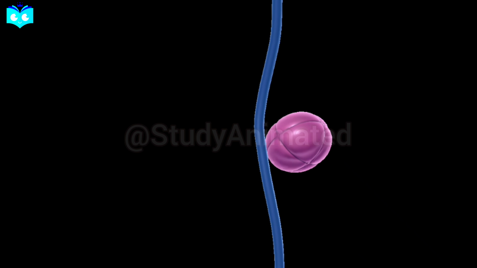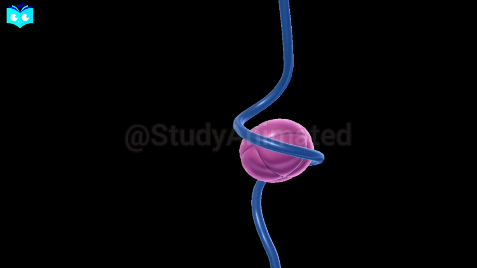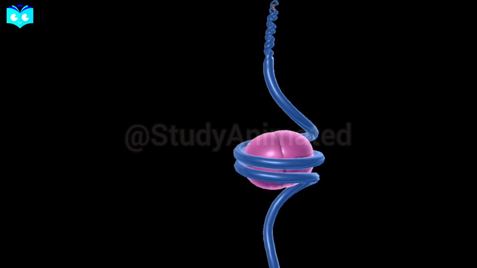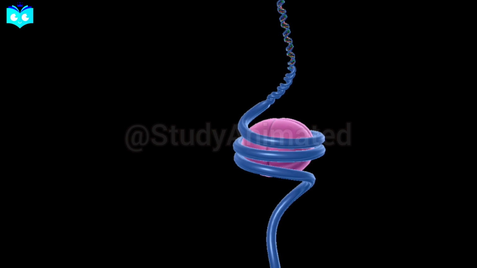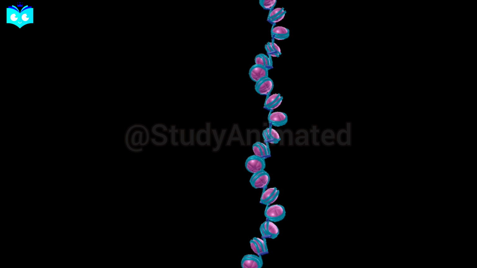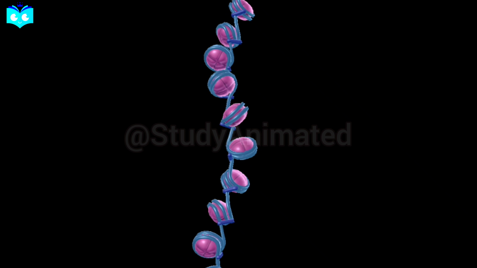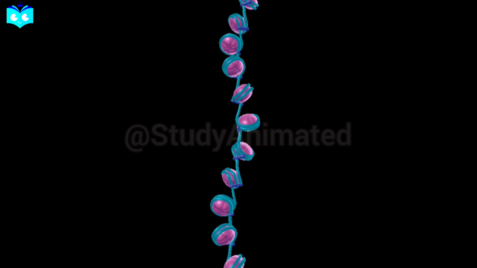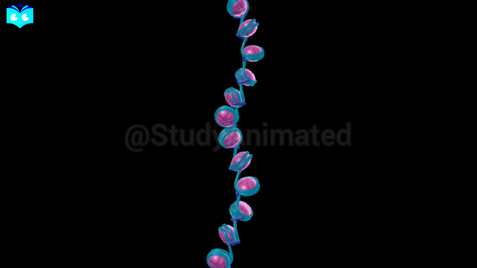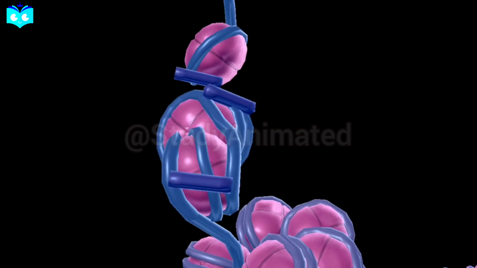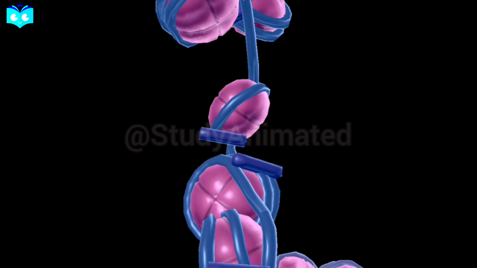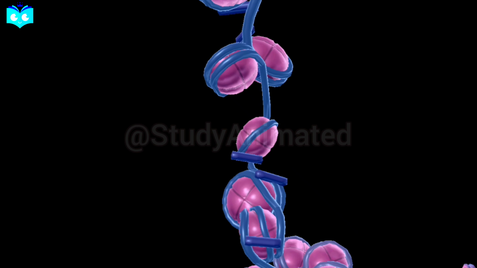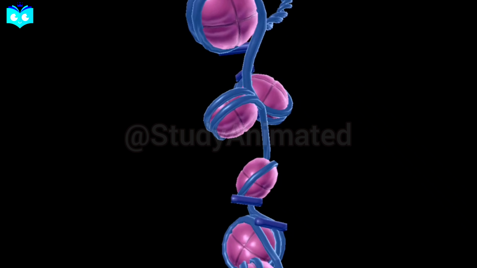Now we have reached the nucleosome. Let's understand this structure completely before moving further. Histones are special proteins associated with eukaryotic DNA. They are basic proteins and are rich in the amino acids lysine and arginine. These amino acids carry positive charges. DNA, on the other hand, is negatively charged because of its phosphate groups. Therefore, the positively charged histones interact strongly with the negatively charged DNA.